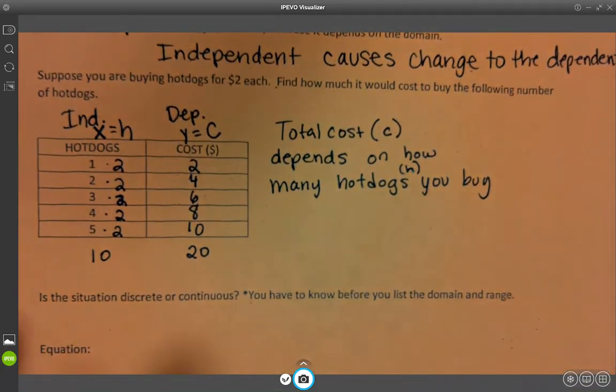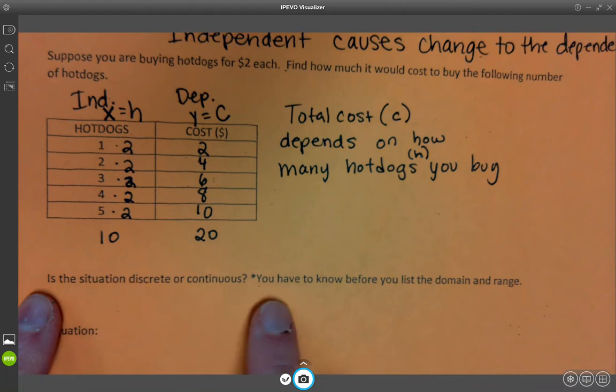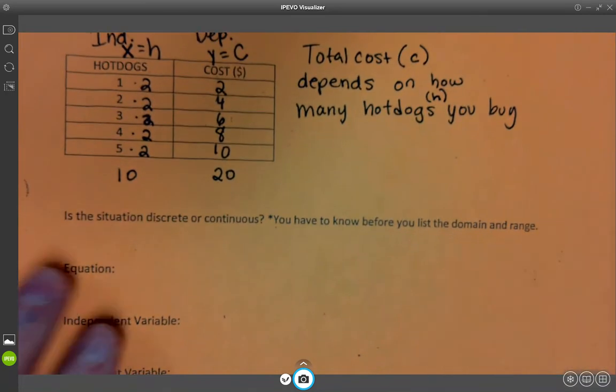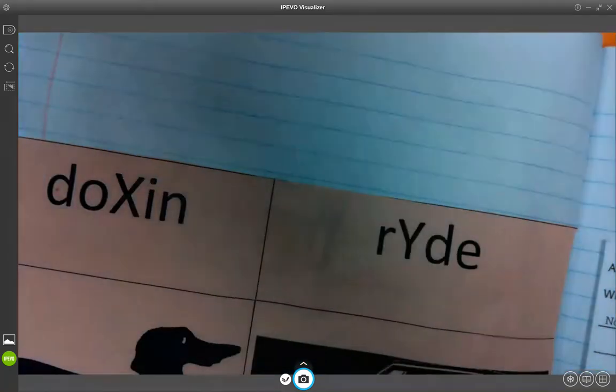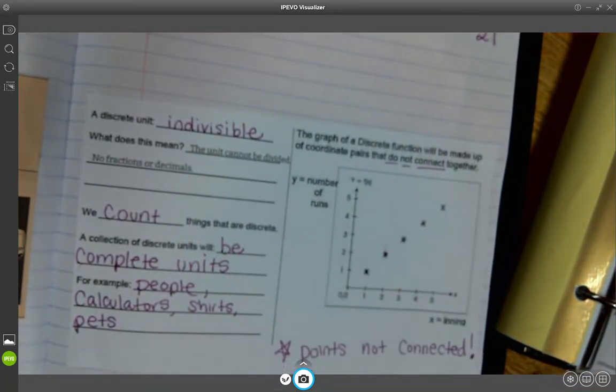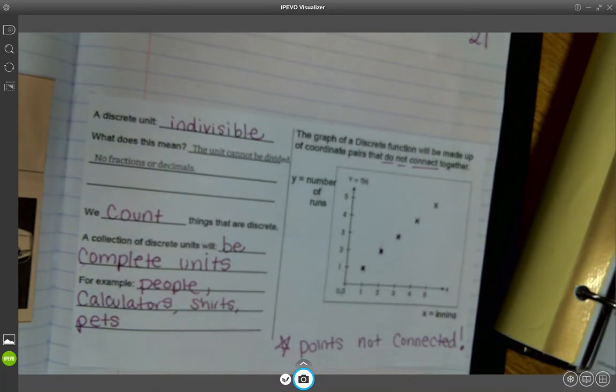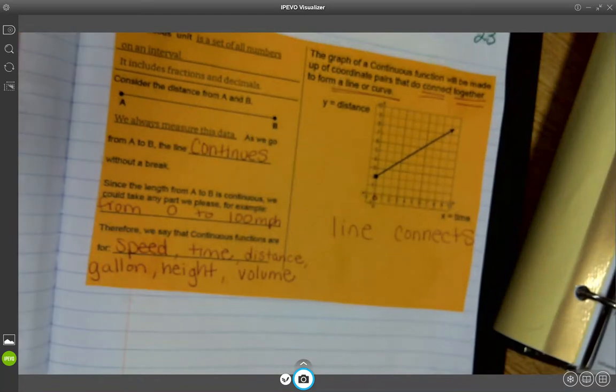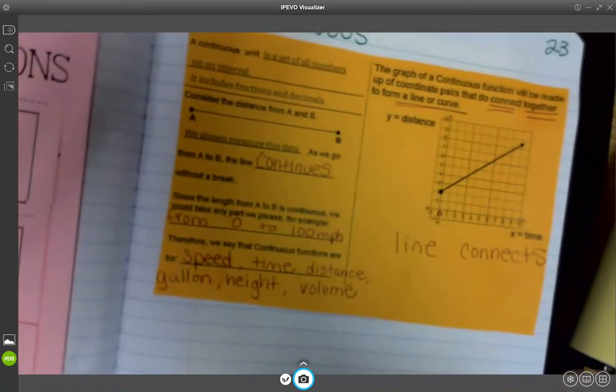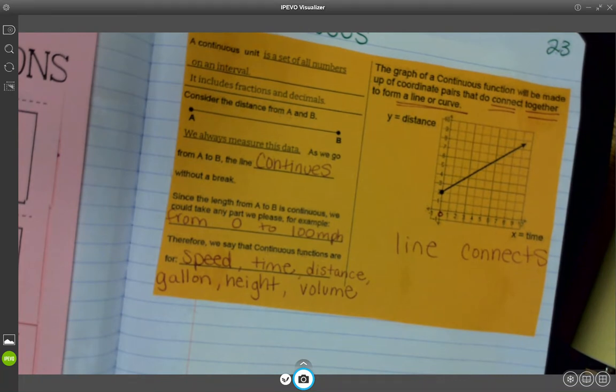So our question is, is the situation discrete or continuous? So we've got to think back to what discrete and continuous mean. So look back at our notes. You got to remember what discrete is. So discrete is indivisible. We count them. Has to be complete units. People, calculators, shirts, pets. Points are not connected. So that's discrete. Continuous is the set of all numbers on an interval. It continues, like 0 to 100. Speed, time, distance, gallons, height, and volume.